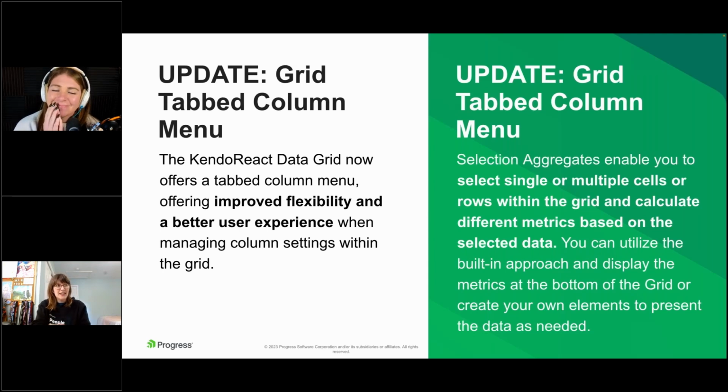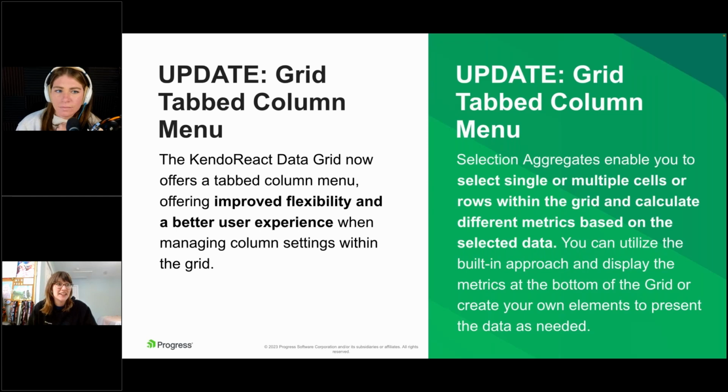And then a couple small items to the grid. I think I forgot to update the title of that other one. That should be selection aggregates. My bad. Tab column menu and selection aggregates. So the tabbed column menu offers you a little bit more flexibility, better user experience when you're handling lots of column settings within the grid.